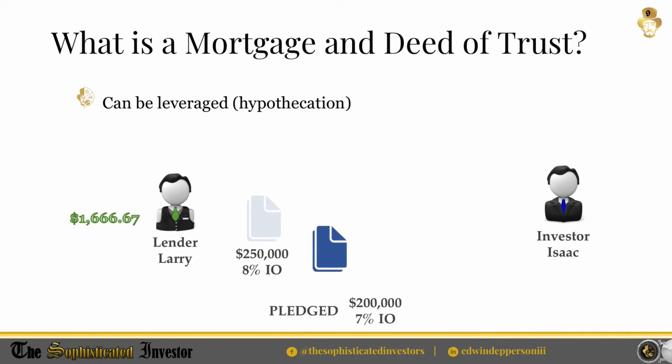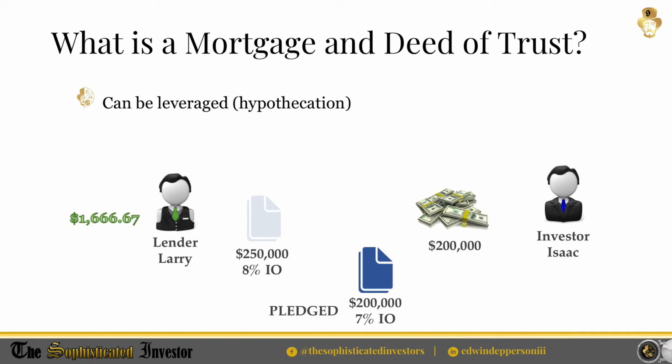So Larry pledges the note, the full $250,000, for $200,000 from investor Isaac at 7%. Investor Isaac agrees, so he sends the $200,000 to Larry, and now Larry has collaterally assigned that note and mortgage to investor Isaac. Larry now has $200,000 in cash. This also means that he is now paying investor Isaac $1,166 per month.